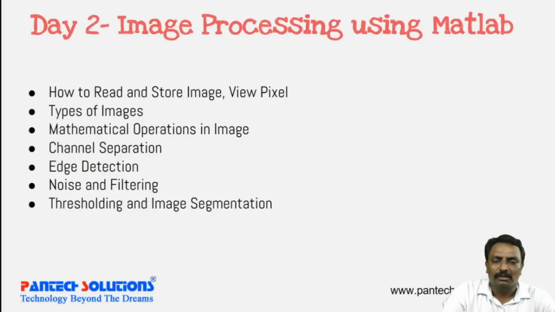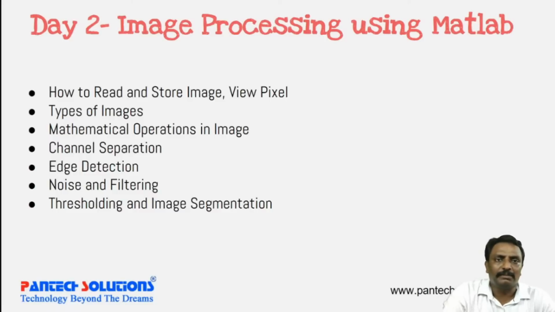In this session, we have reduced it to only 7 points. It's a vast area, so we are giving only the basics today. First, how to read and store the image: the commands we use to store and read different types of images, and how to view the pixels. Second, types of images, how to read a color image, how to convert it to grayscale, how to convert grayscale to a binary image, and the commands involved in it.